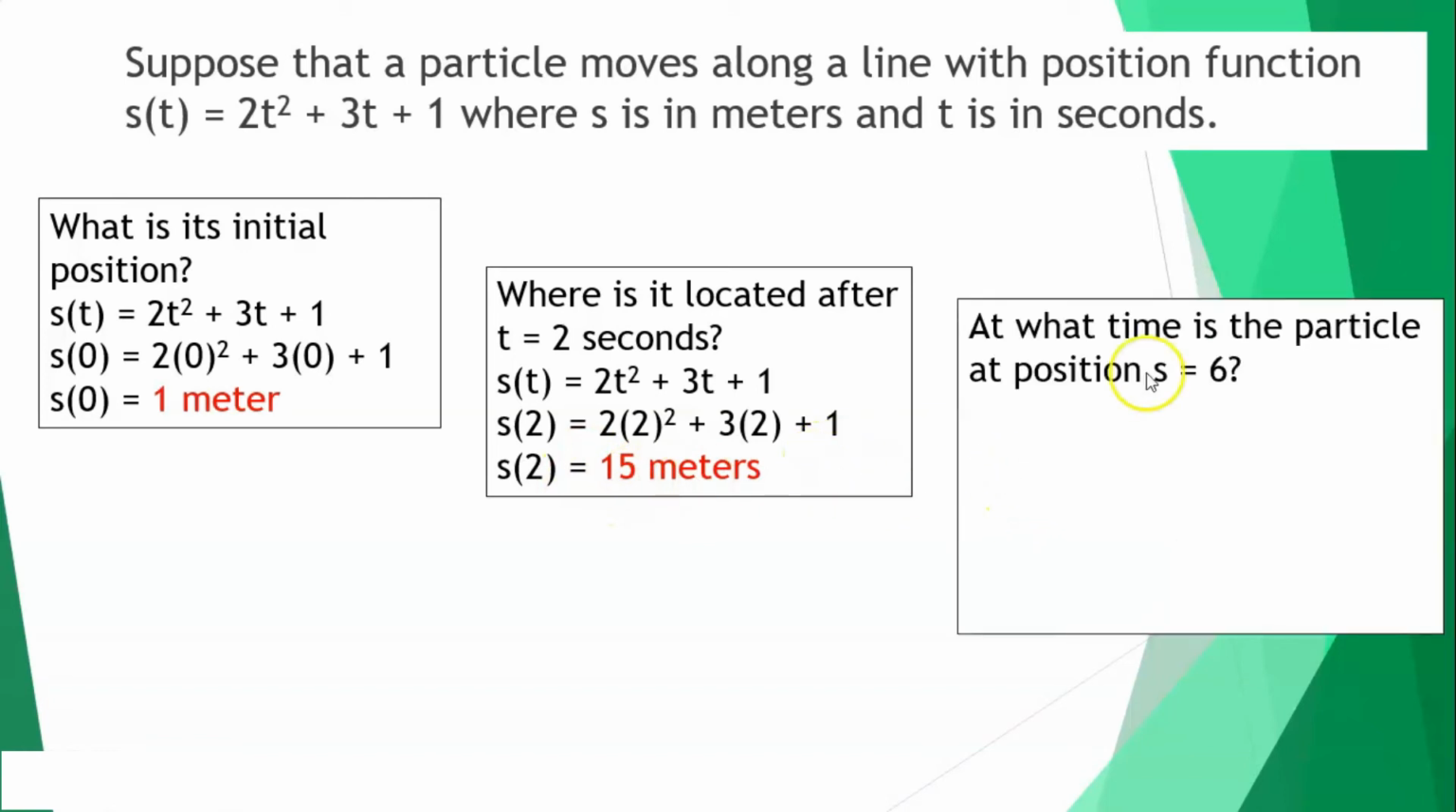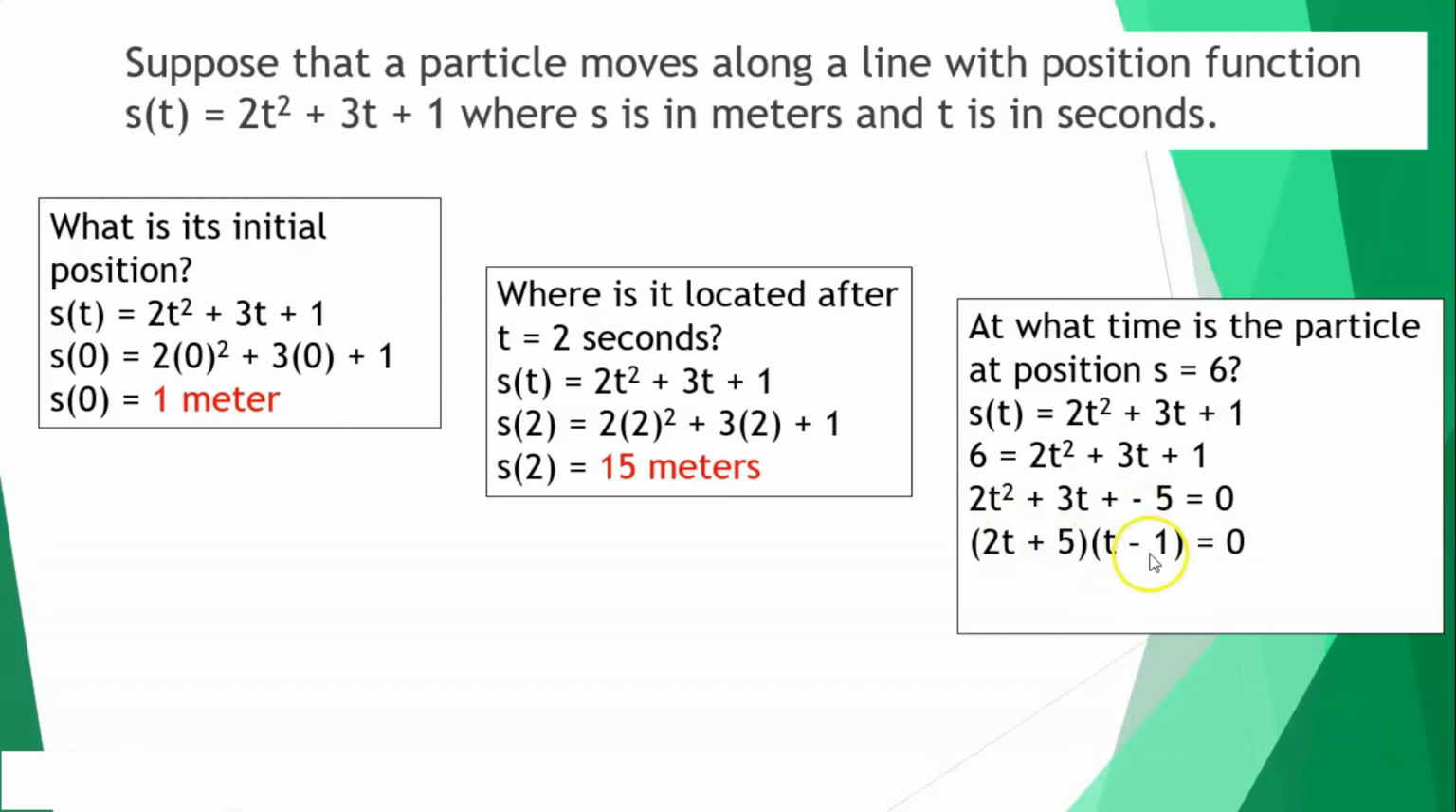Okay, another. At what time is the particle at position s is equal to 6? So again, the position is 6 meters from the starting point. So replace s of t as 6. So simplifying this, we will get this one. So factoring this, we will end up with t1 as negative 5 halves and t2 as 1 second. So go for 1 second.